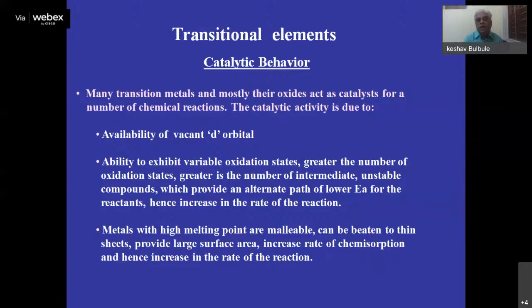As the concentration of the reactant increases, according to the law of mass action, the rate of the reaction should also go on increasing, and therefore the malleability and ductility of D block elements play a very important role in making them wonderful catalysts in industries. If I can repeat this: metals with high melting point are malleable, can be beaten into thin sheets, provide large surface area, increase the rate of chemisorption, and hence increase the rate of the reaction. All these properties attributed to the elements make them wonderful catalysts.